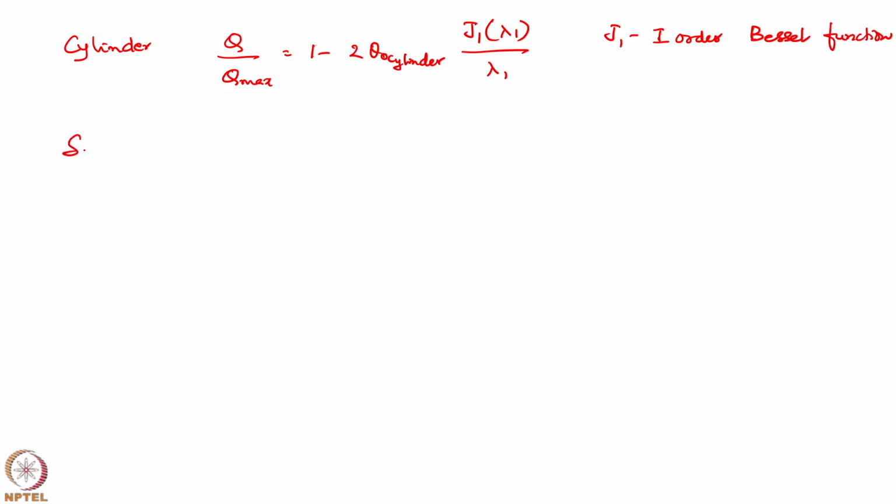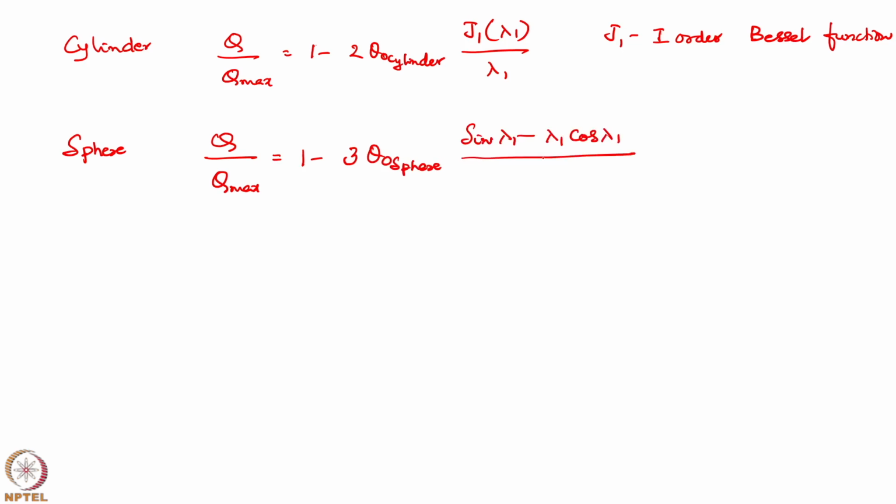Now for a sphere, Q by Q max is equal to 1 minus 3 theta naught sphere into sine of lambda 1 minus lambda 1 cos lambda 1 divided by lambda 1 cube. So, we have gotten the temperature distribution and also the energy transferred.